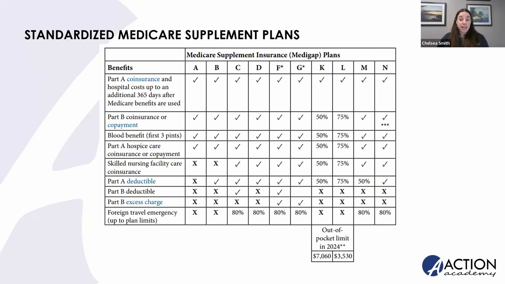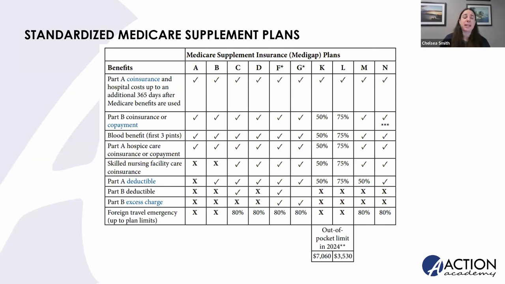MedSup plans are standardized, so no matter what carrier provides that plan, it will be the same. Here on the screen are the different plans in totality, but not all carriers cover them all. Carriers will choose which plans they will carry and which they will not, but laws in each state might affect that choice. For example, all carriers who offer Medigap plans have to offer plans A, C, and F if they offer any at all. Not all plans will be available for those who are not over 65. So like we talked about earlier, those who might be disabled or have ESRD or immunosuppressive conditions, stuff like that. But at least one has to be made available to them.